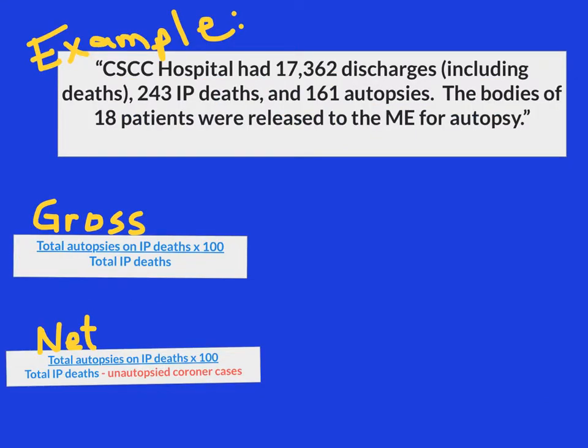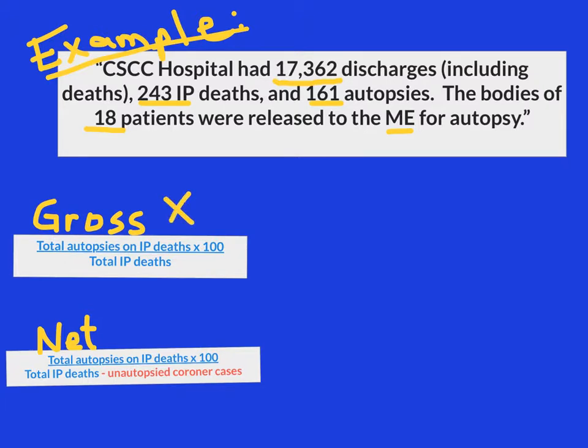Let's go ahead and walk through the following example. Columbus State Community College Hospital had 17,362 discharges, including deaths, 243 inpatient deaths, and 161 autopsies. The bodies of 18 patients were released to the medical examiner or coroner for autopsy.